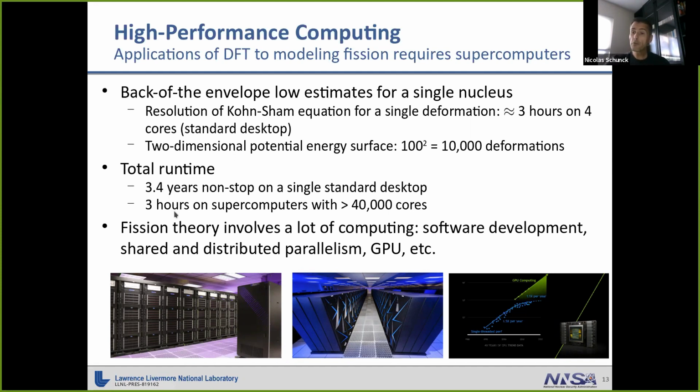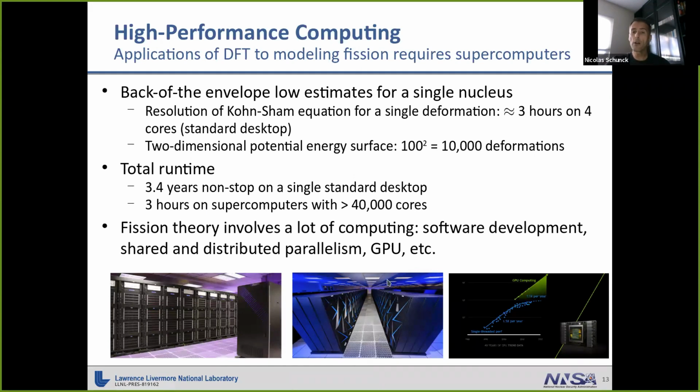On the other hand, if you have access to supercomputers that are big enough, then you can still run the calculation in a few hours because all those calculations can be done independently of one another. So what I just want to highlight here is that fission theory, modern fission theory based on density functional theory, involves a tremendous amount of computing. This also means that we have to deal with software development problems. We are using a lot of shared and distributed parallelism. We are working with GPUs because the architectures of the supercomputers use more and more GPUs.